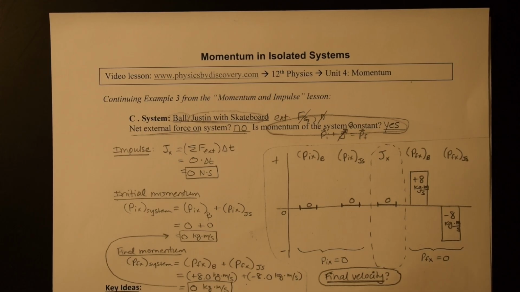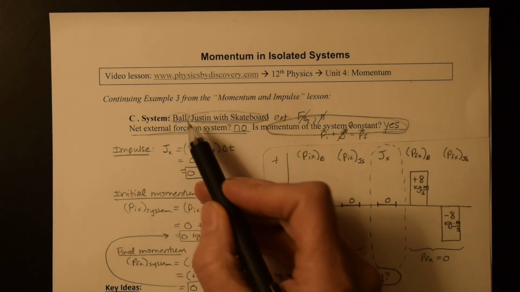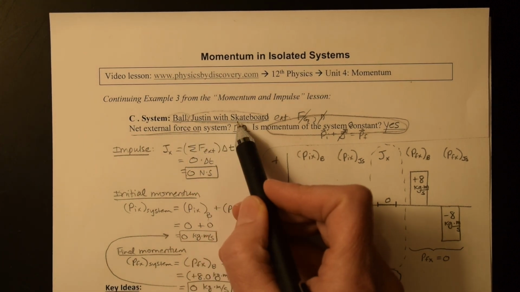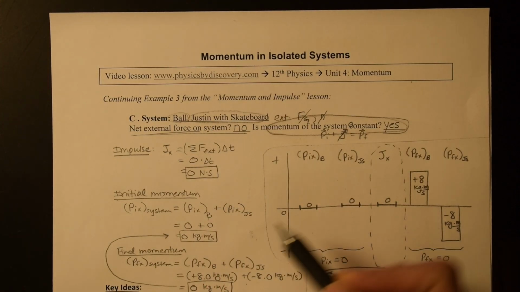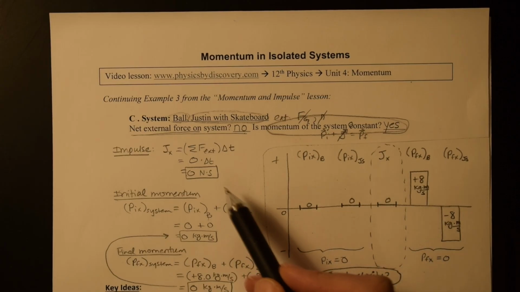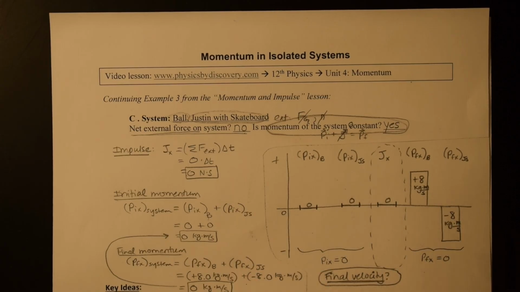One additional thing we were supposed to find in parts A, B, and C of example 3 was the final velocity of the system. And we did that when the system was just the ball. We did that when the system was just Justin with the skateboard. But in this situation, what are we going to do to find the final velocity? Because we have more than one object moving afterwards. So what does it even mean to find the velocity of a system that includes more than one object that's moving? Well, this is a question we're just going to park for now and hopefully come back to next week.